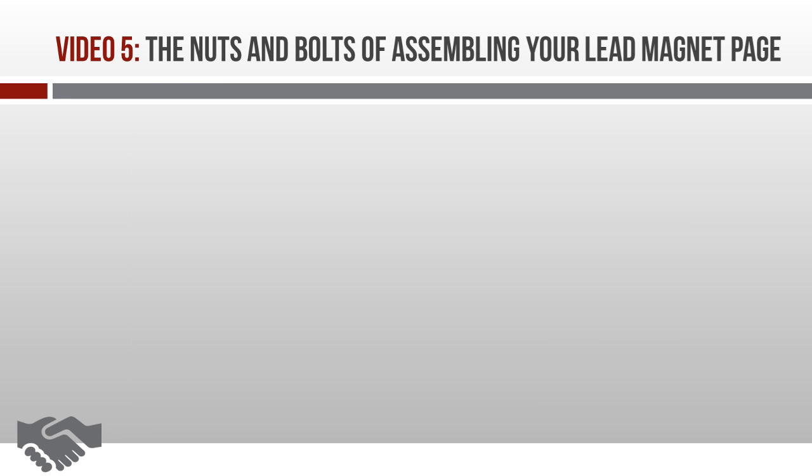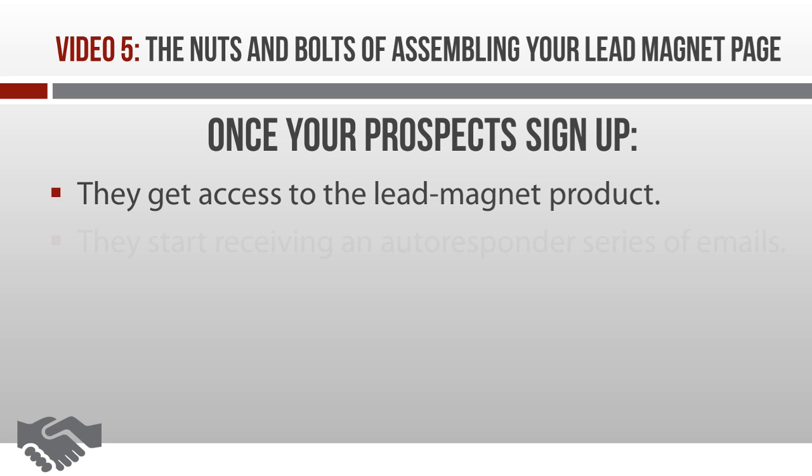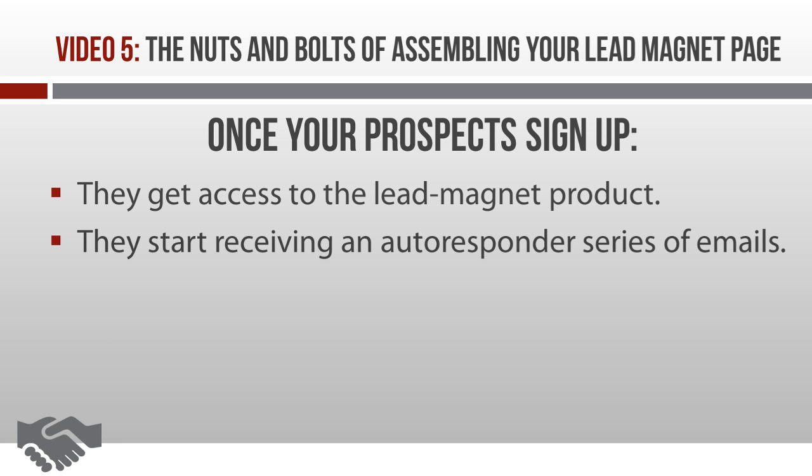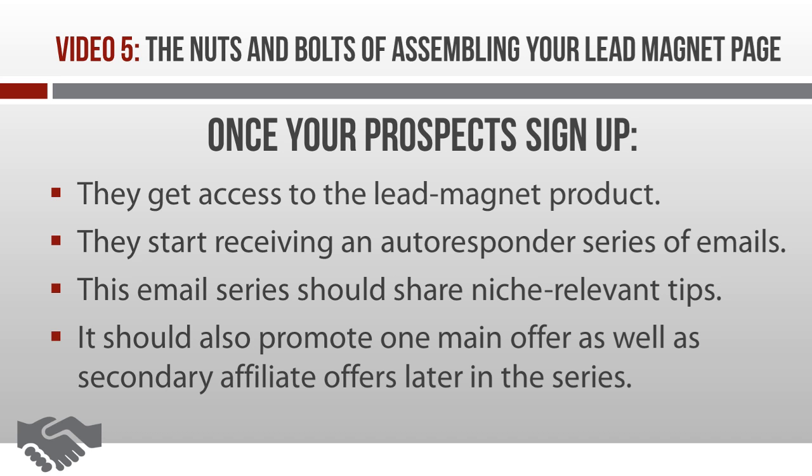Now, when people join your list, they'll get access to the lead magnet product, but they should also get started on an autoresponder series of at least 5 emails. Your email series should share some good niche relevant tips, and it should also promote one main affiliate offer, as well as secondary affiliate offers later in the email series.